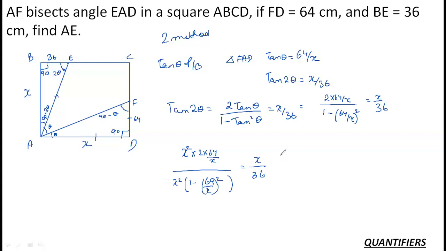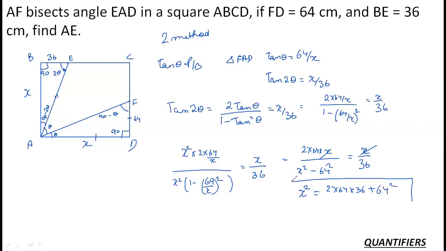So what I am getting from here? I am getting 2 into 64 into X upon X square minus 64 square is equal to X upon 36. So X and X cancelled out, right? Now X and X cancelled out, the value of X square comes out to be 2 into 64 into 36 plus 64 square. This is the value of X square.